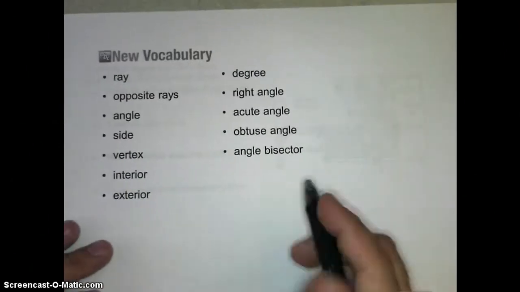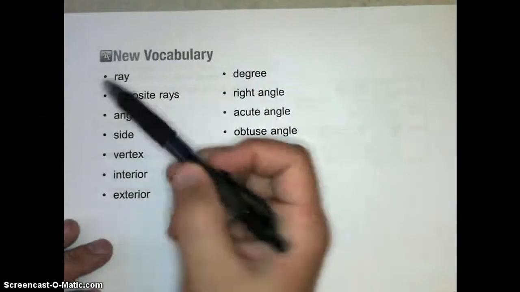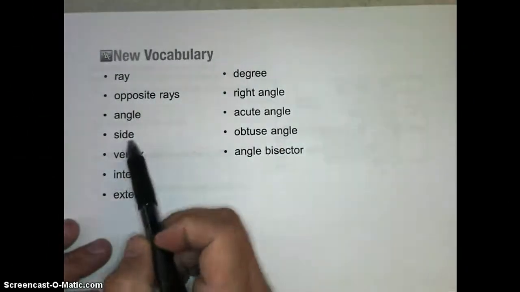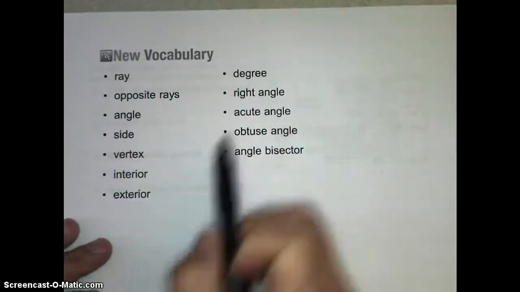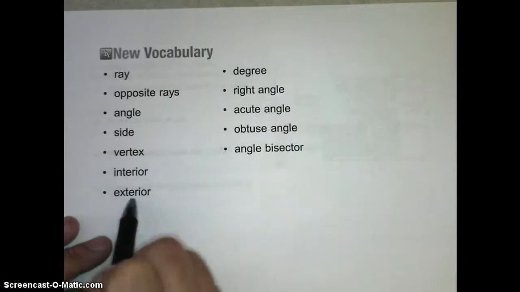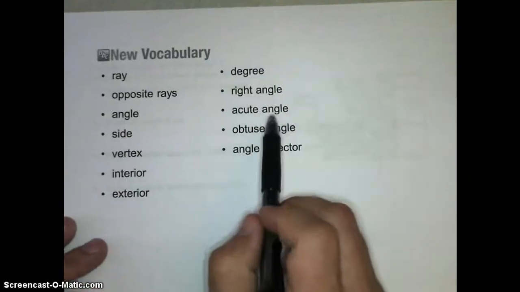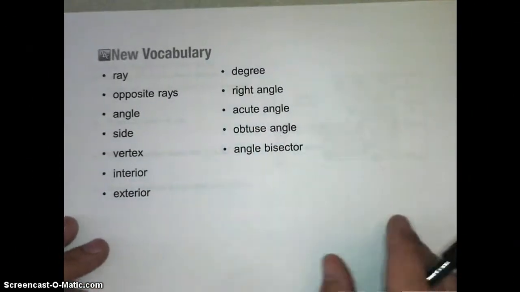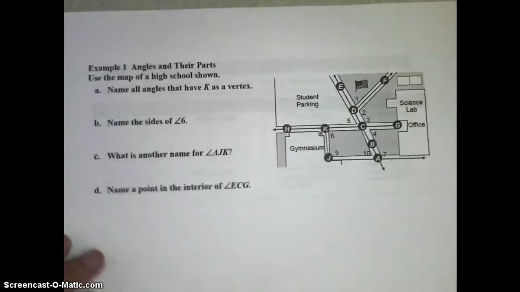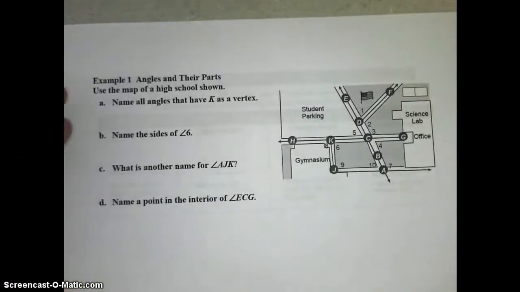So here's a list of your vocabulary, a little bit more with this lesson. Ray, opposite rays, angle, side, vertex, interior, exterior, and those are interior of an angle, exterior of an angle. Degree, right angle, acute angle, obtuse angle, and angle bisector. So let's take a look at example 1 now that we know that vocabulary.